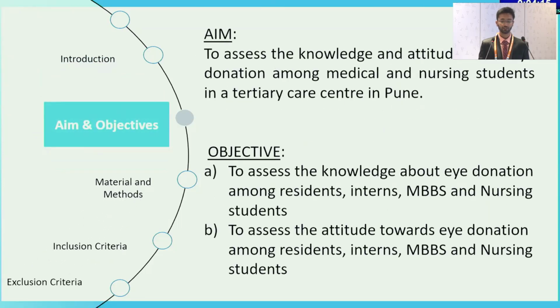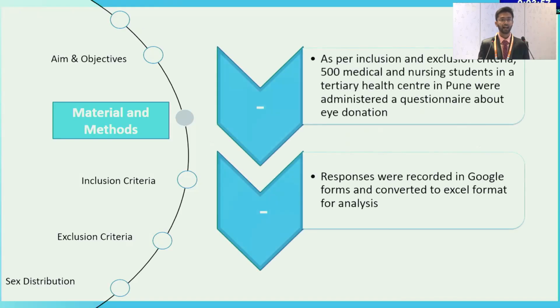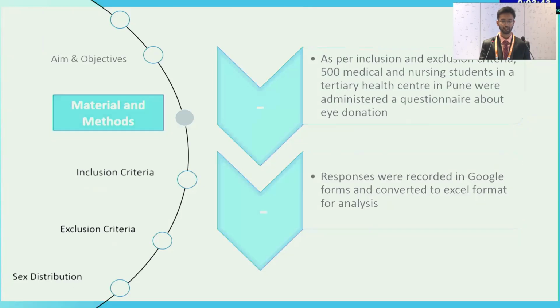So the aim of my study was to assess the knowledge and attitude about eye donation among medical and nursing students, and they included residents, interns, MBBS students, as well as nursing students. It was a cross-sectional study with convenience sampling, and the sample size was 500. As per the inclusion and exclusion criteria, 500 medical and nursing students in a tertiary healthcare center in Pune were administered a questionnaire about eye donation. Responses were recorded in Google Forms and converted to Excel format for analysis.